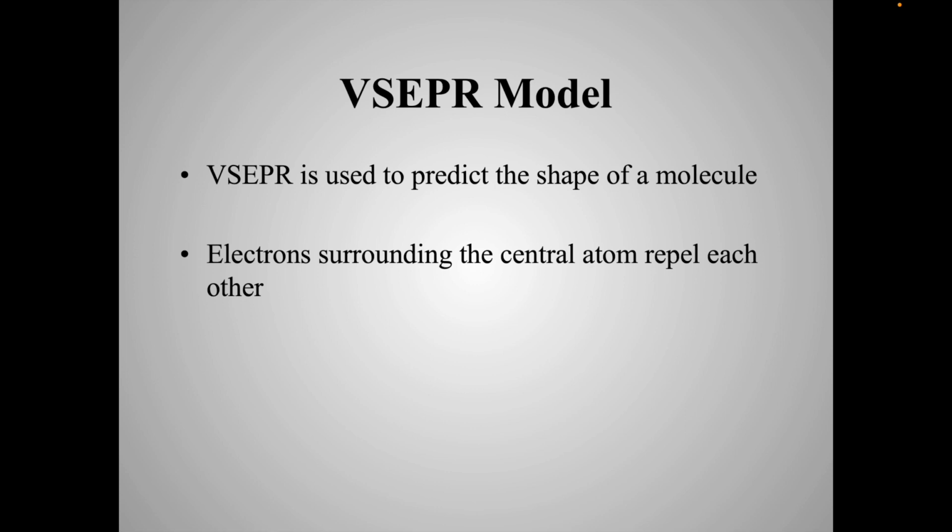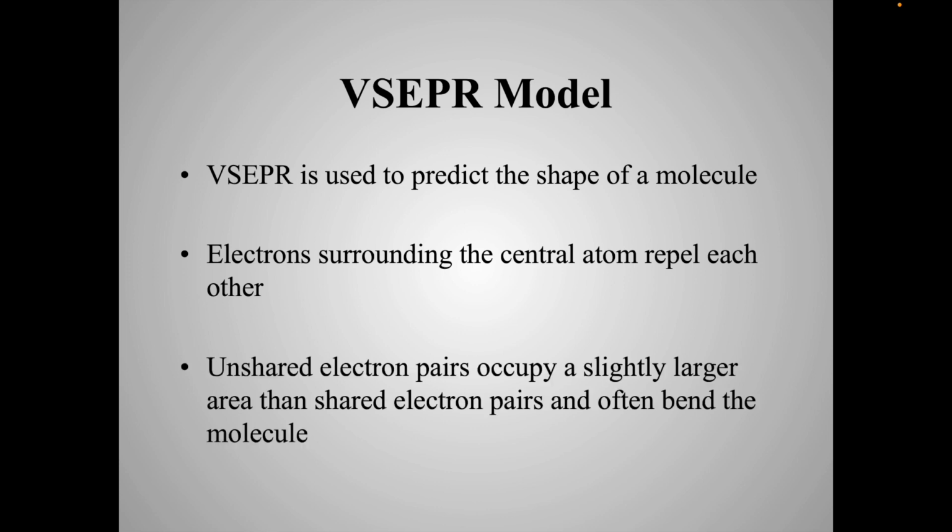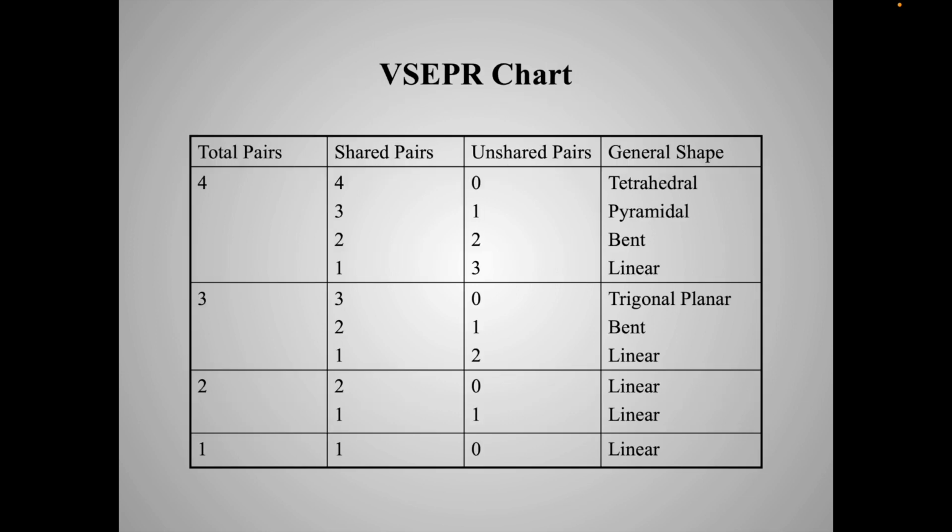Electrons that surround the central atom of a molecule are going to repel each other because all electrons are negative and like charges repel each other. Unshared electron pairs, however, occupy a slightly larger area than the shared electron pairs do. And because of that, they will often bend the molecule into different shapes.